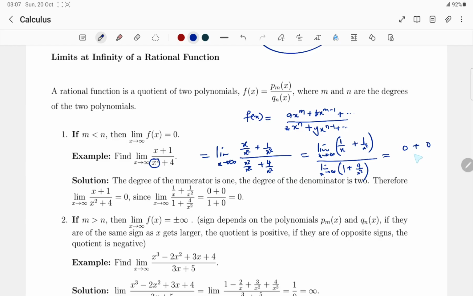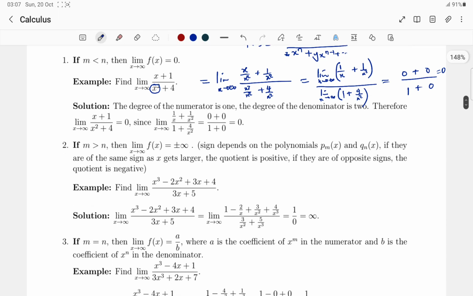So this gives us 0 plus 0 over 1 plus 0, sorry. Since this one is actually 1, the limit of a constant is just that constant. So that is what you get. Generally, if the order of the denominator is greater than the order of the numerator, then as we take the limit to infinity, we get 0. So this one is simply equal to 0.